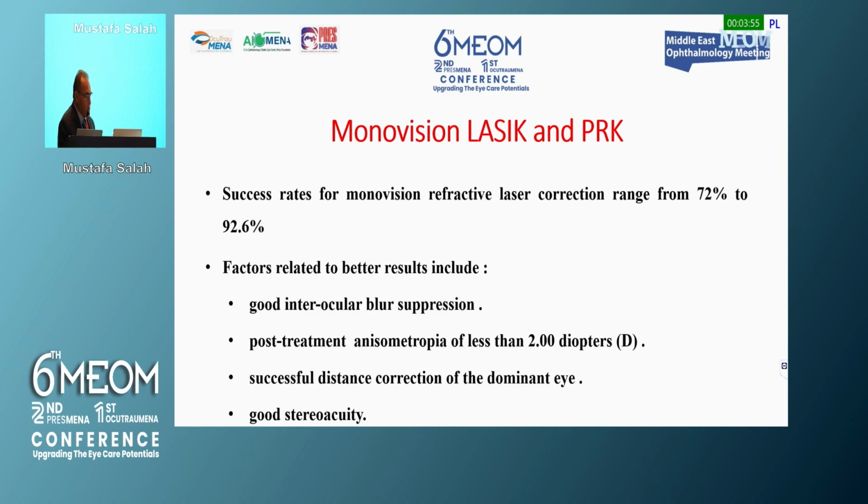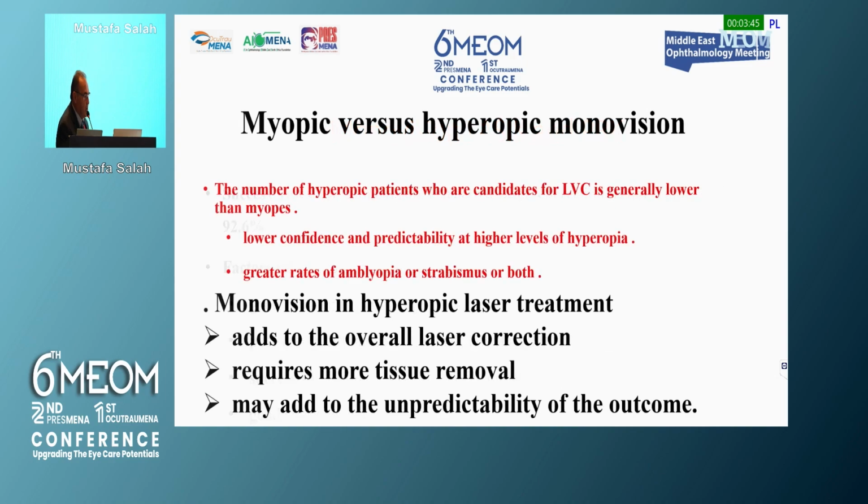Factors related to better results are good interocular blur suppression, post-treatment anisometropia, and successful distance correction fully for the dominant eye, and a good stereo acuity. The myopic eye in monovision is better than the hyperopic eye.